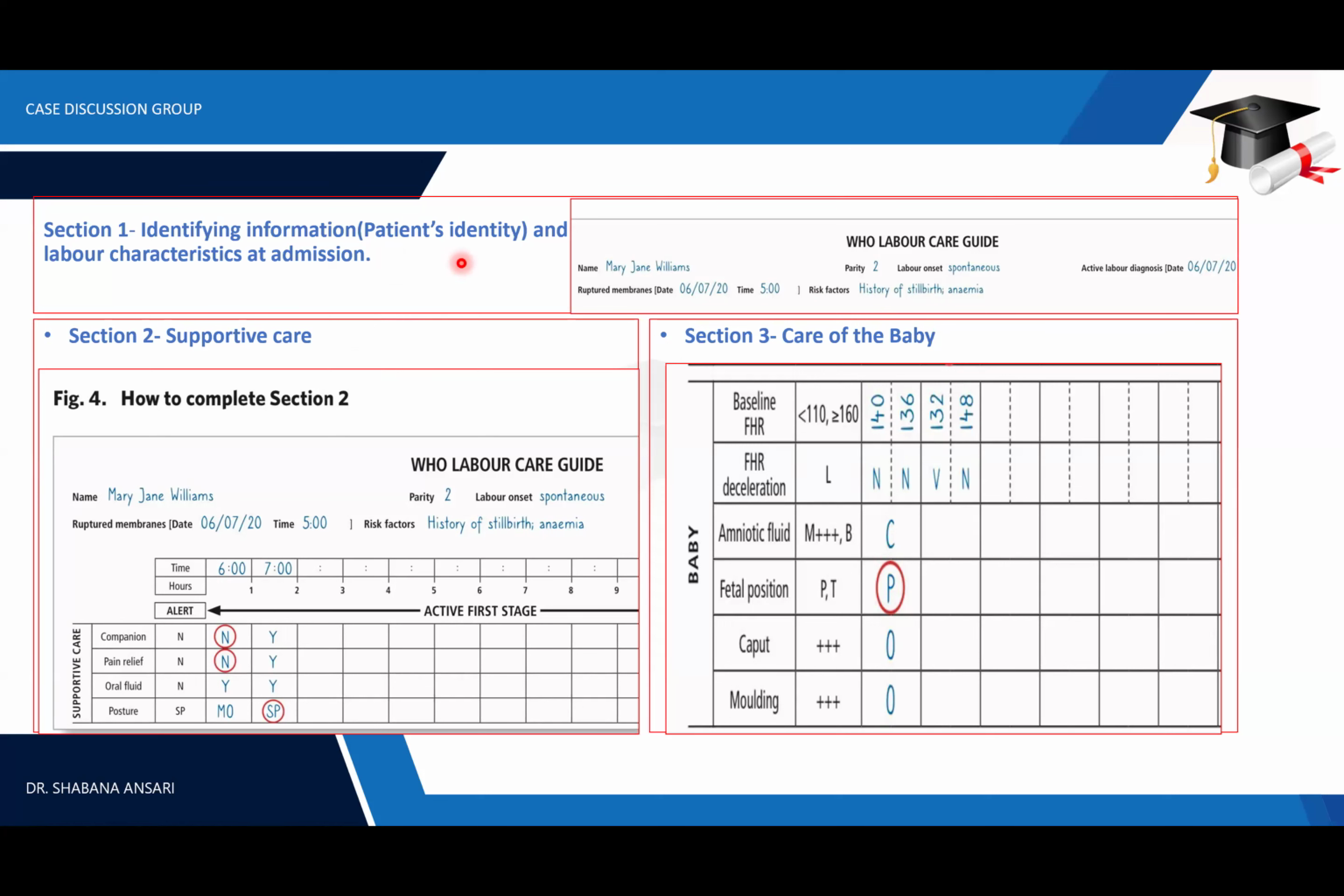Okay. So here we can see Mary Jane Williams. This is the name of the patient. The parity is 2. So they have written the parity 2 here.